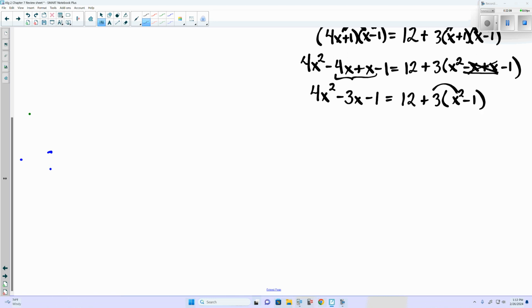Now before we can start getting everything on the same side, we do need to distribute this 3 now. 3 times x squared is 3x squared. And 3 times our negative 1 is negative 3.